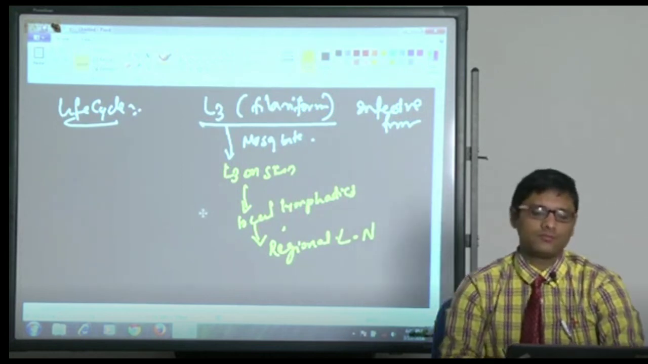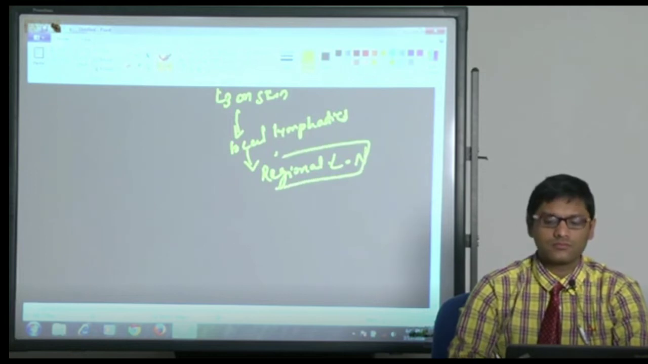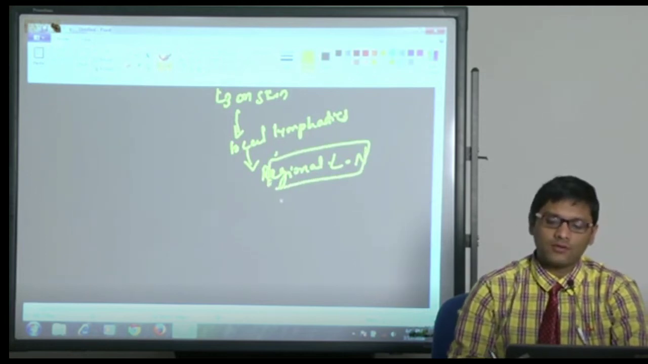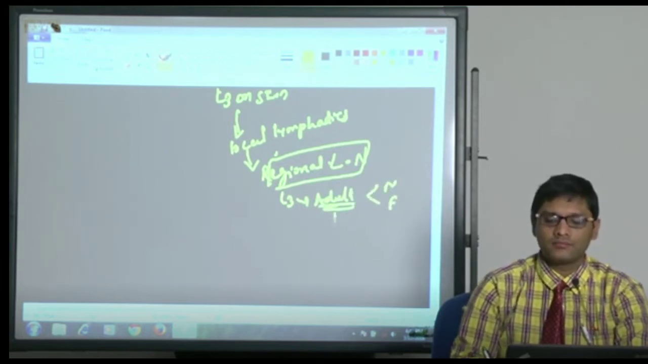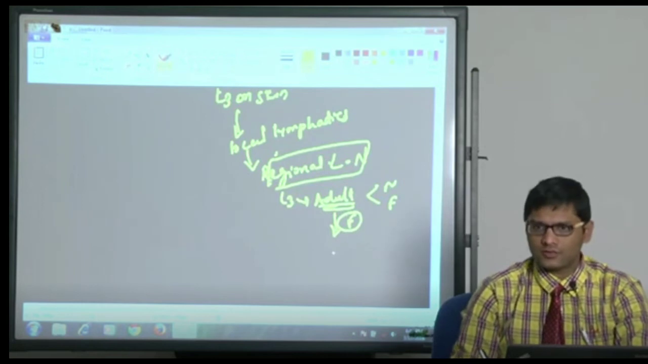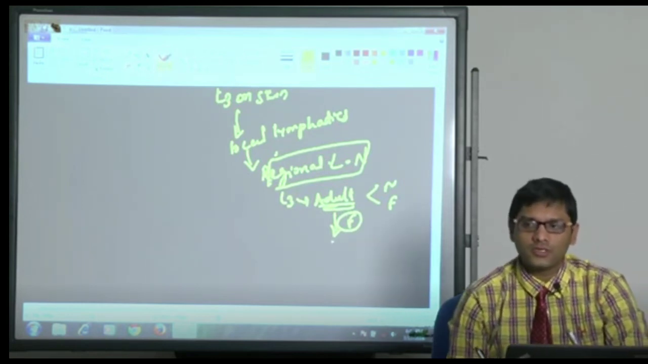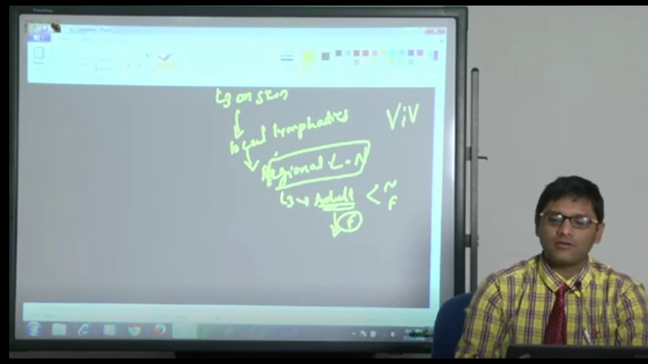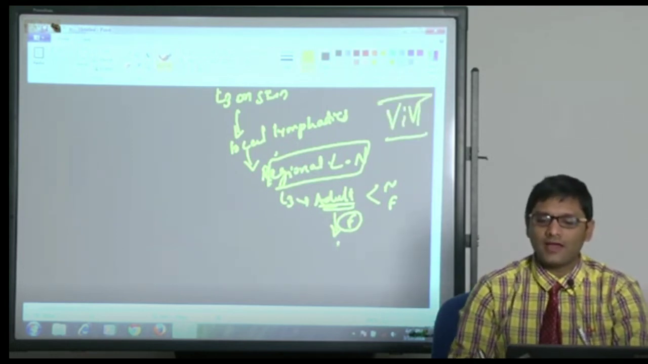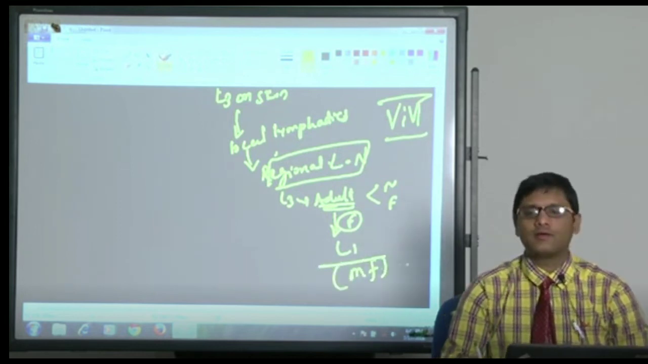Regional lymph node. So when they go to the lymph node, inside the lymph node the L3 larva will become adult male and female. They undergo fertilization to produce... no, not eggs. They are viviparous. Viviparous means directly L1 will be produced. L1 are also called microfilaria.